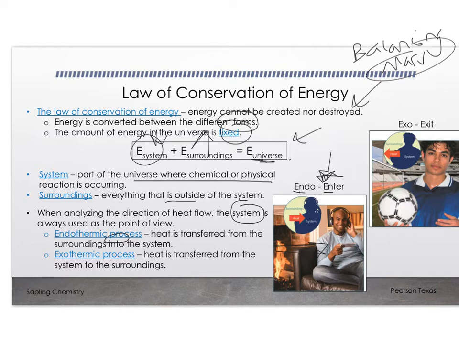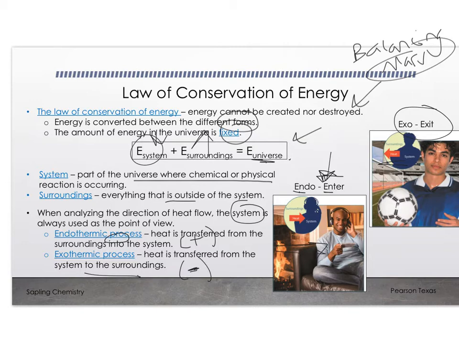And if heat is being transferred from the system to the surroundings, so you're going out of the system, anytime you're exiting the system, that is going to be exothermic. When you get really hot playing a sport and you give off a lot of heat, that is an exothermic process. So endothermic, heat is being transferred into the system, and it's going to have a positive sign. Exothermic is going to be a negative sign.